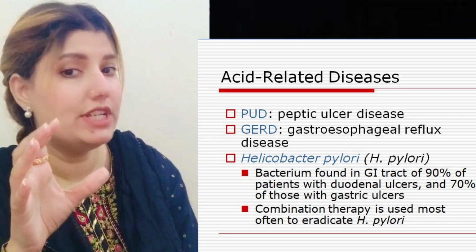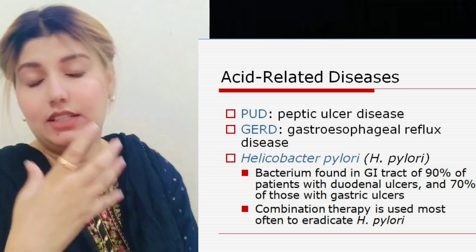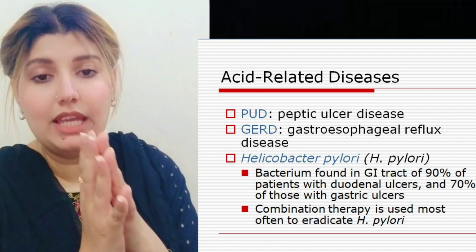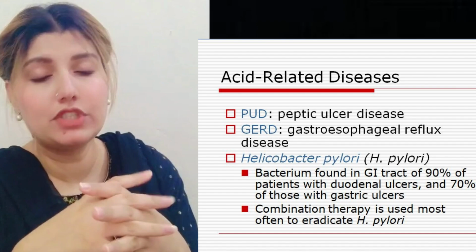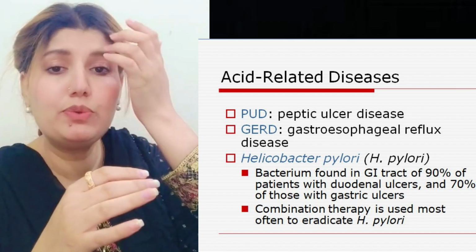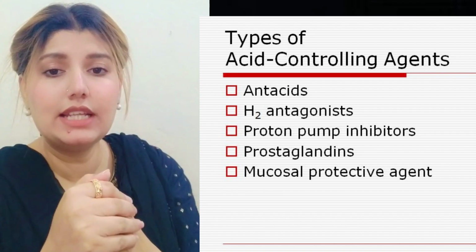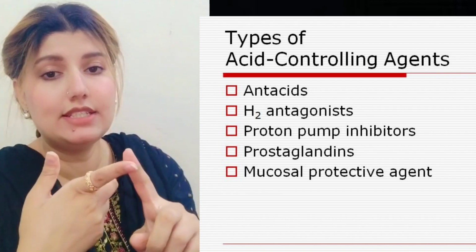If H. pylori is present, it will cause a duodenal ulcer or intestinal ulcer, like a GI ulcer. The main basic thing is, whenever we treat this type of ulcer, we have to use combination therapy with gastrointestinal drugs. So let's move toward our drugs. The first drug is the antacids, which are going to control our acids. So antacid is the first one.